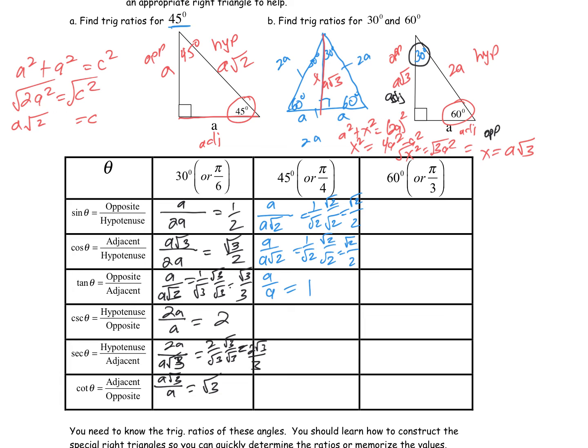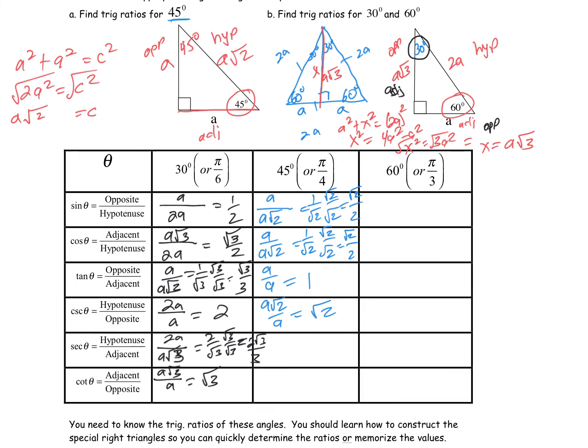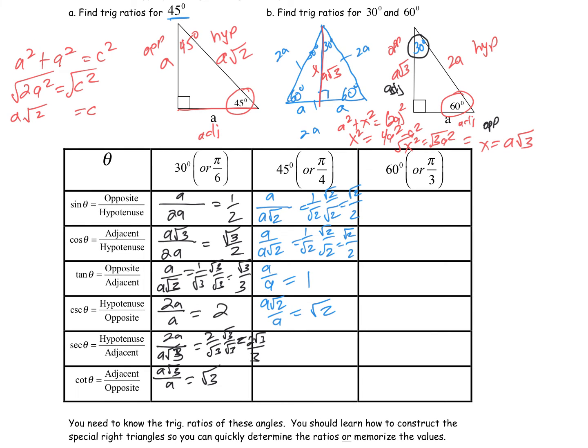Cosecant theta is the length of the hypotenuse, so A rad 2 over the opposite side, which is A. So this is A rad 2 over A, which simplifies to rad 2. Or we could simply take the reciprocal of sine. Let's see, we're at secant theta. We could take the reciprocal of cosine, or we can go to the definition, which is the length of the hypotenuse, A rad 2, over the length of the adjacent side, which is A. So this simplifies to rad 2.